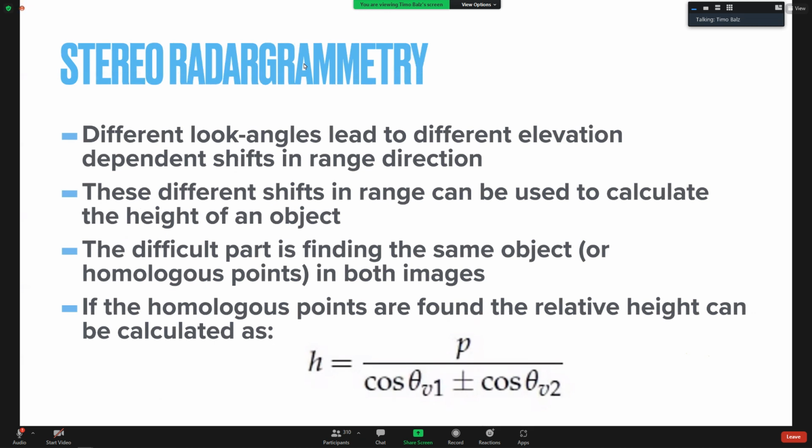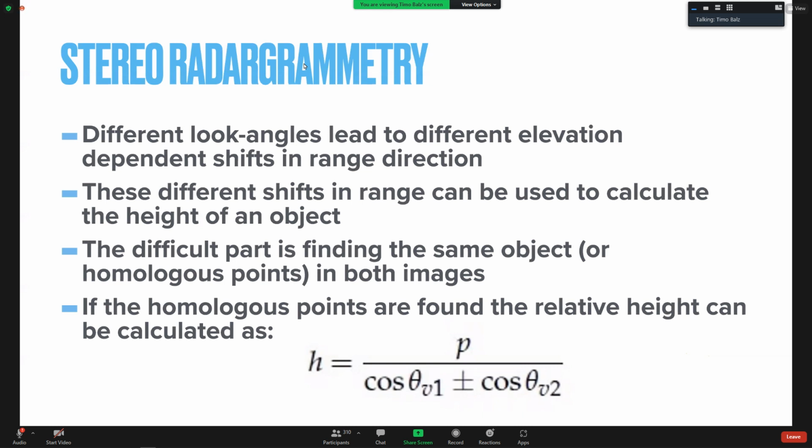So we take images from two different angles, and we then analyze the difference of the shift in range direction. So the layover is different, the shift is different depending on your incidence angle. So if you have two different incidence angles, you look at how much is the layover, how much is the pixel shifting. You can recalculate the height out of that, right?